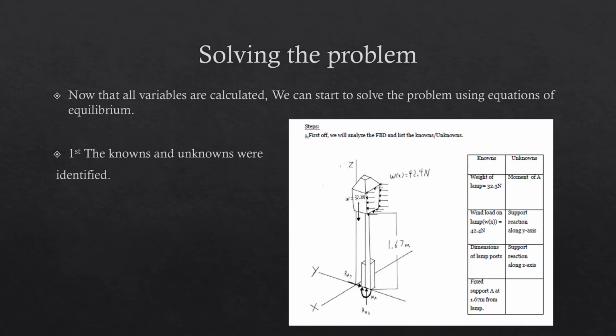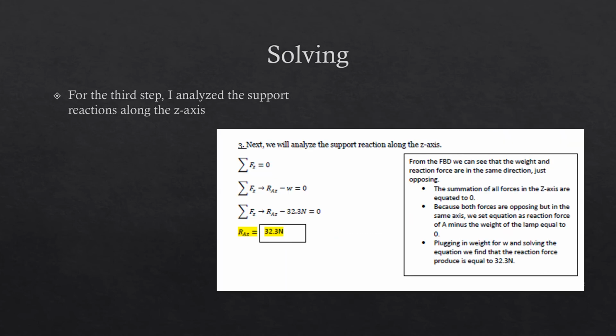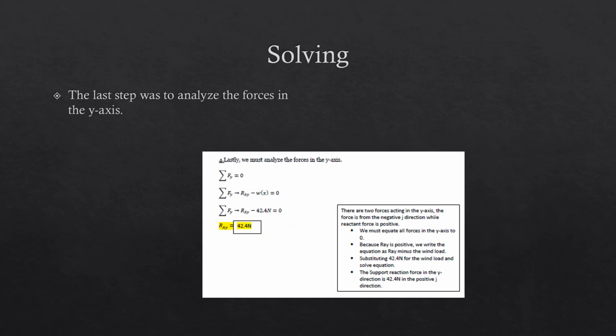Once all variables were calculated, we can start to solve the problem. First, I identified the knowns and unknowns. Secondly, I determined the moment about point A in relation to the x-axis. The calculations can be seen on the right side of the screen. Then, I analyzed the support reactions along the z-axis as well as the y-axis.